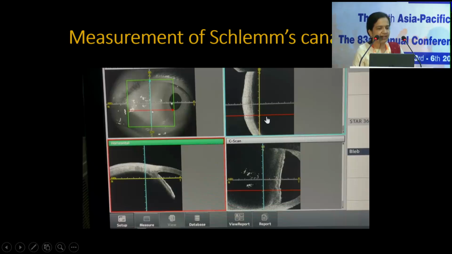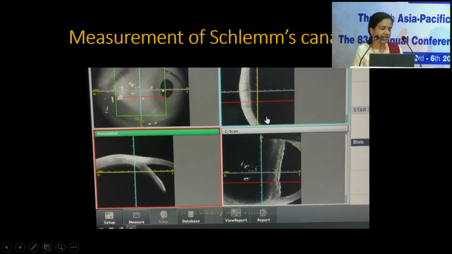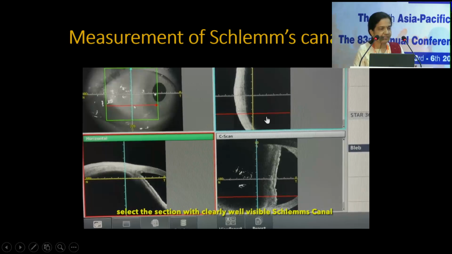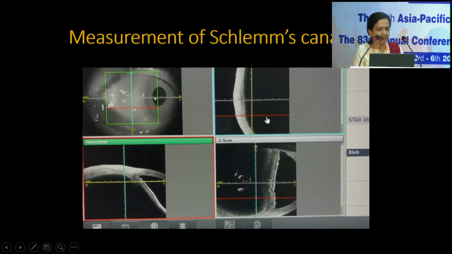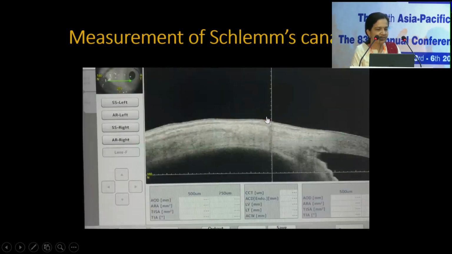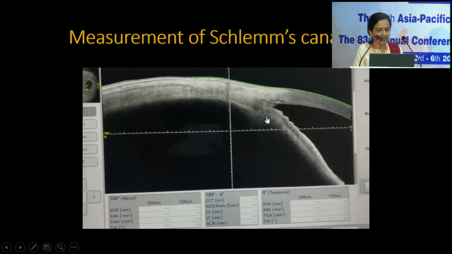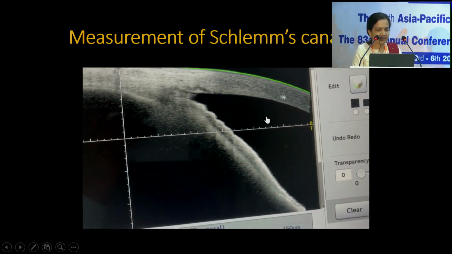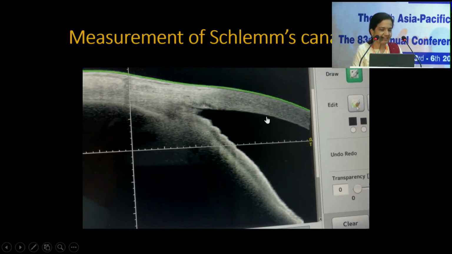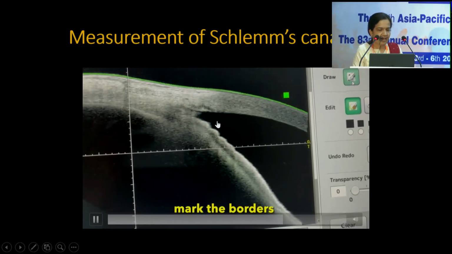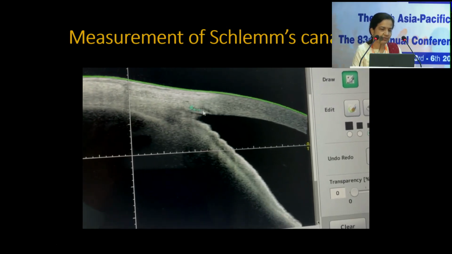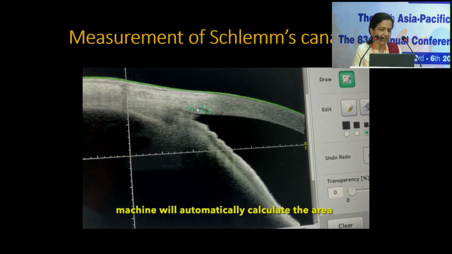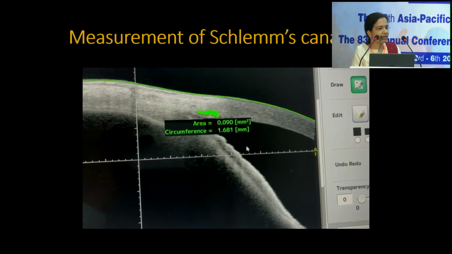Another way of assessing using ASOCT is the measurement of the Schlemm's canal area. Sir had previously shown this in the case of eye vent. So I'll just show how to measure this using the ASOCT. You have to select a section where the Schlemm's canal is clearly visible. Then, using the same machine, you can mark the borders of the Schlemm's canal, and the machine will automatically calculate the area and the circumference of the Schlemm's canal.